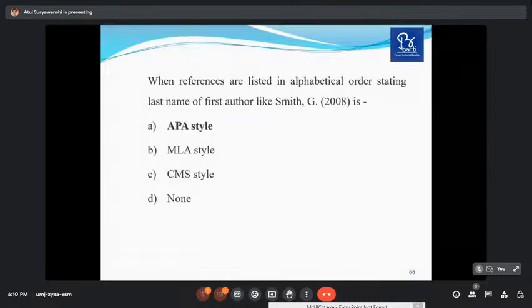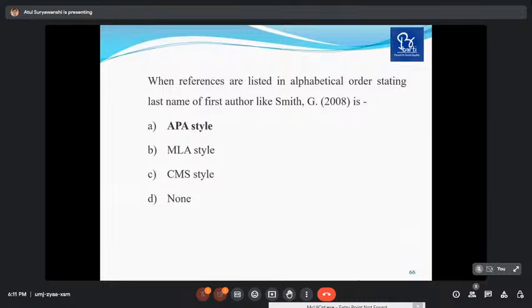When references are listed in alphabetical order, stating the last name and the first initial of the author, like Smith G, and then in brackets 2008, which style of citing the references is this? Is it APA or MLA? I told you yesterday, this is APA, American Psychological Association, and MLA deals with Modern Language Association. So this is the APA style that we follow.